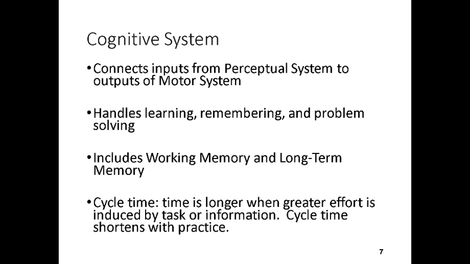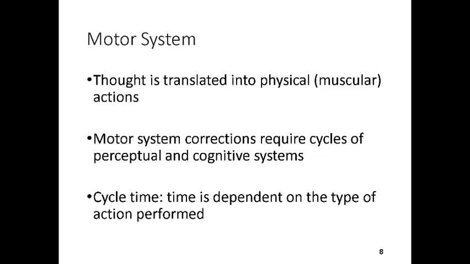So the more we practice, the better we get at something, but also the faster we get at something. This is key when we talk about how cognitive task analyses are constructed, because we include these different cycle times. This is why there are different times associated with these three systems.